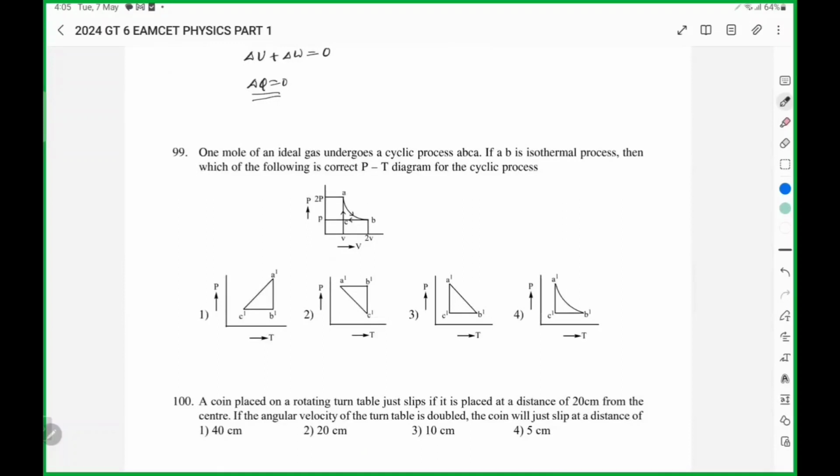Here 1 mole of an ideal gas undergoes a cyclic process. AB is an isothermal process. Isothermal, temperature is constant.